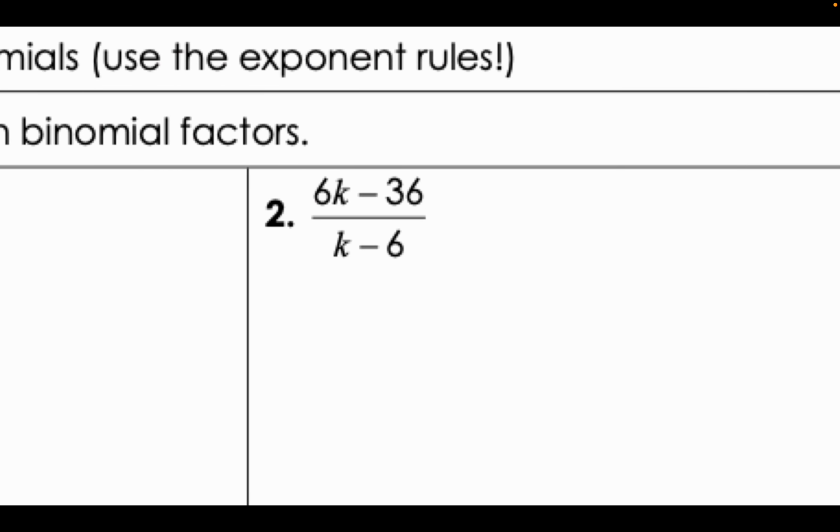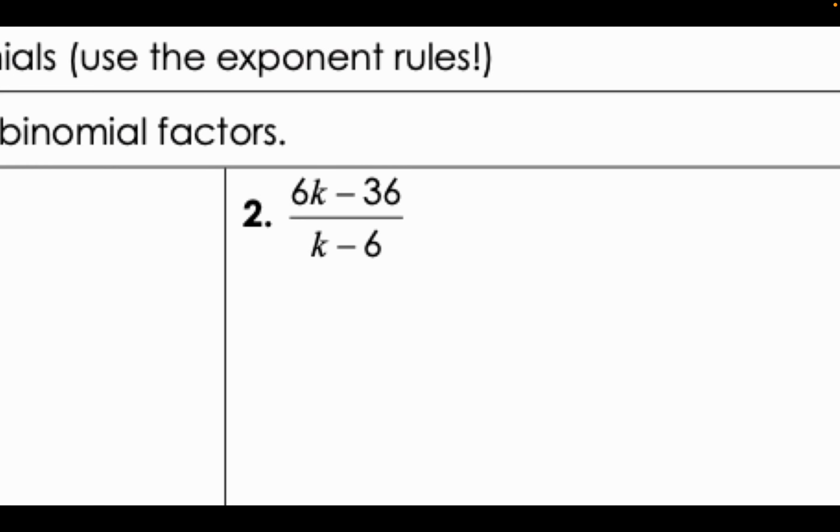On number 2, our first step, it does need to be to factor here because the top has a binomial and so does the bottom. The bottom can't factor anymore. Looking for GCF here specifically is always a first step for factoring. And the top can though. The GCF is 6, and that leaves us with k minus 6 inside the parentheses.